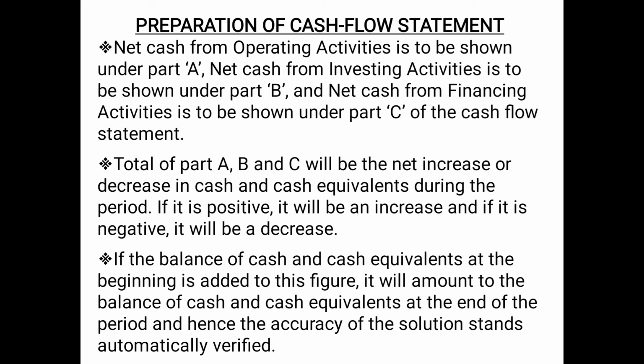The third point says, if the balance of cash and cash equivalents at the beginning is added to this figure, that means to the total of A, B and C, that is the increase or decrease of cash and cash equivalents, when we add the opening balance of cash and cash equivalents given in the question, ultimately the total of these two should be equal to the closing balance of cash and cash equivalents.